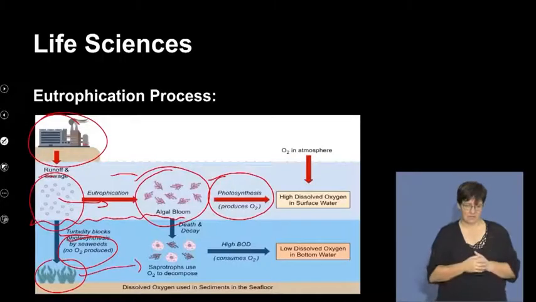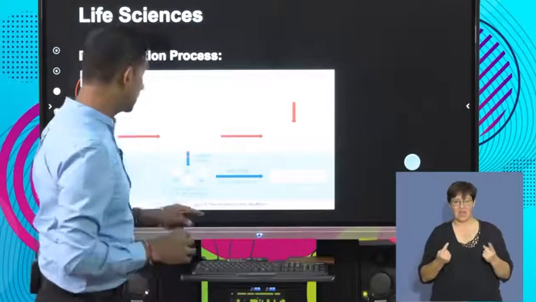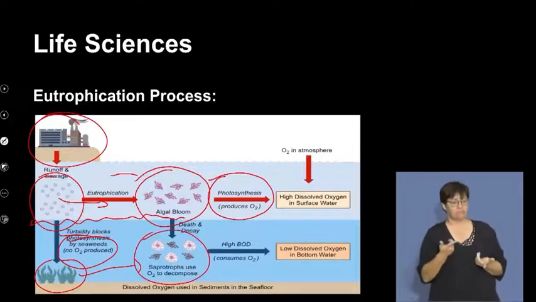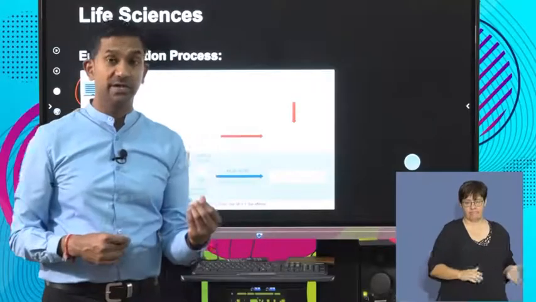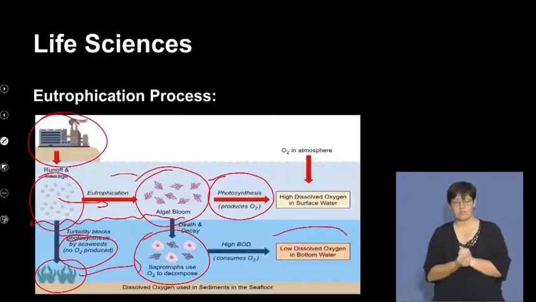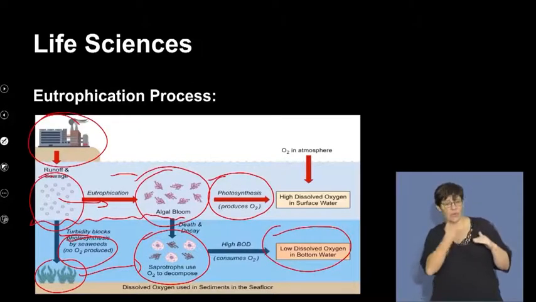If these are important in producing oxygen for other aquatic organisms, it means that now we're going to find that your other saprotrophs cannot survive, and so the other aquatic organisms start to die. And this leads to less dissolved oxygen in the bottom of the water, and in turn affects other aquatic organisms.